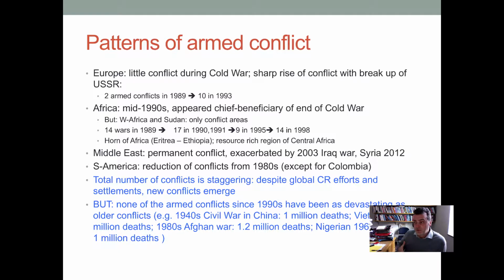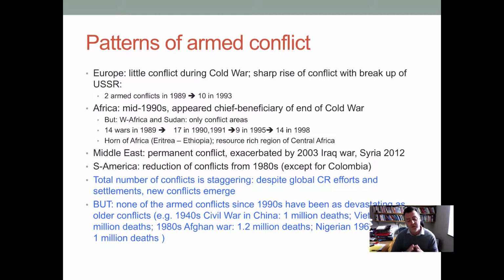In the Middle East, we really have now a situation of permanent conflict, which was exacerbated by the 2003 Iraq invasion by the United States. We really had over a decade of violence, and then came Syria in 2012, the fallout of the Arab Spring, a civil war in Syria that led to further disintegration of Syria, partly also Iraq, and the rise of ISIS. So right now, almost every country in the Middle East is somehow involved in interstate war. In South America, the reduction of conflicts from the 1980s was quite significant, except for Colombia. But with the end of the Cold War, we see a relative peace in South America.